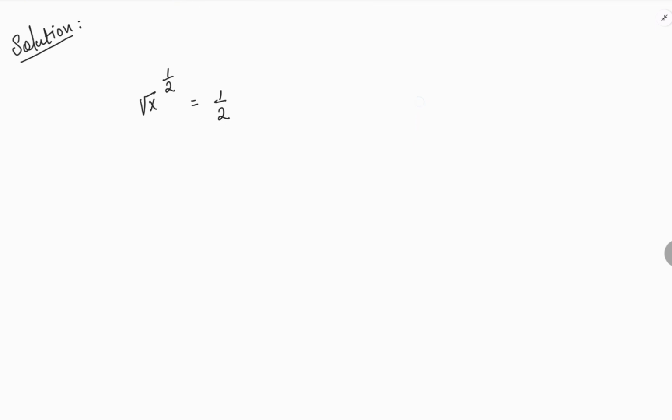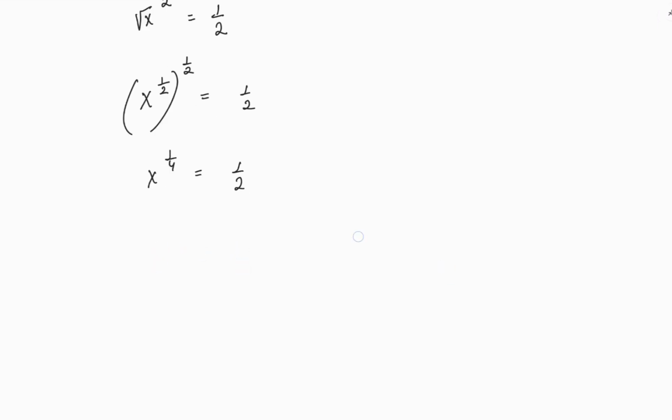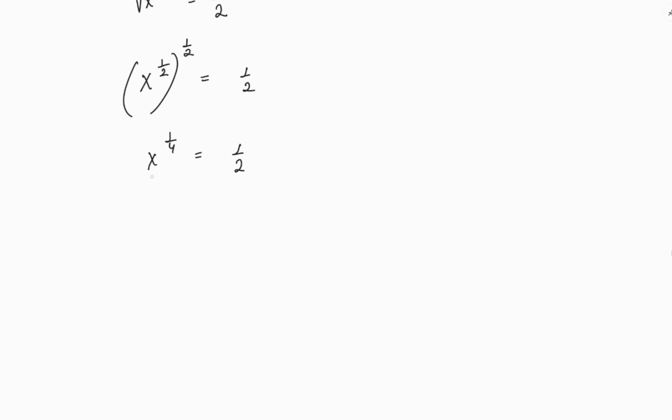Now what will I do? This is x raised to power 1 by 4, because root x means x raised to power 1 by 2, and this whole is power 1 by 2, right? So this is x raised to power 1 by 4 is equal to 1 by 2. Now since I want to find the value of x, I will take power 4 on both sides. So here it will cancel out and we are left with x, and on the right hand side 1 by 2 raised to power 4 is 1 by 16, right?